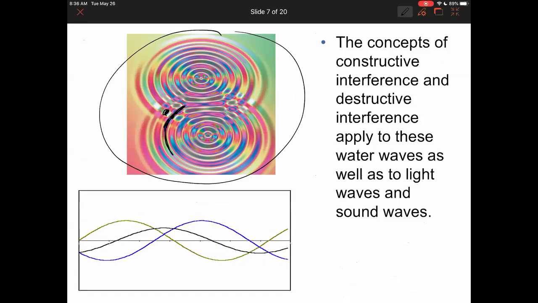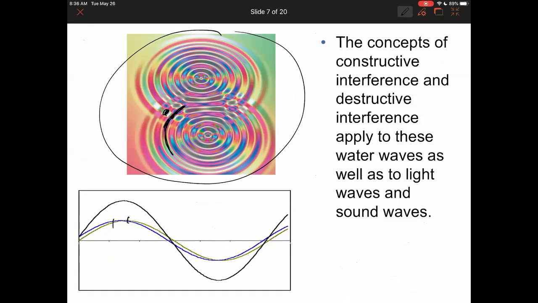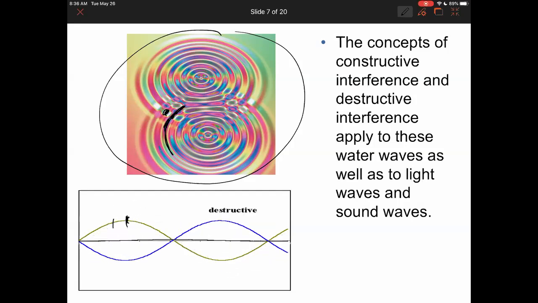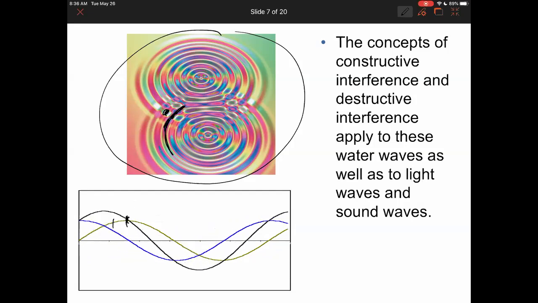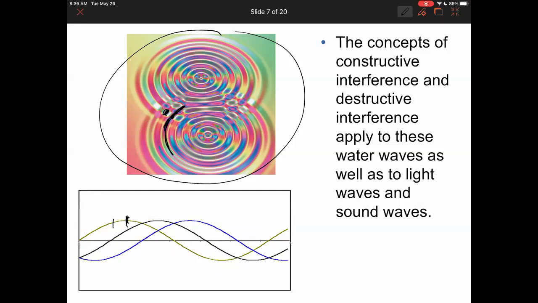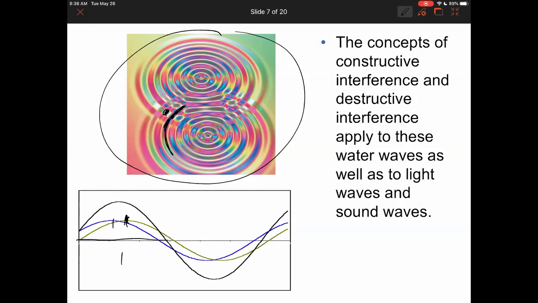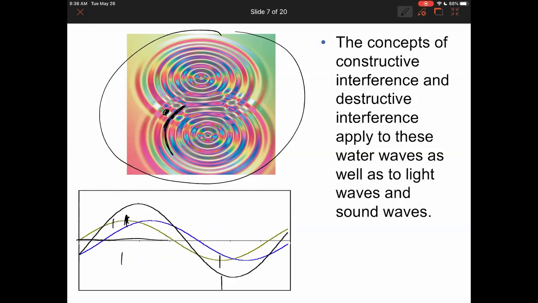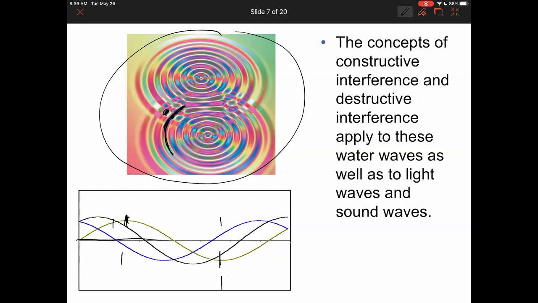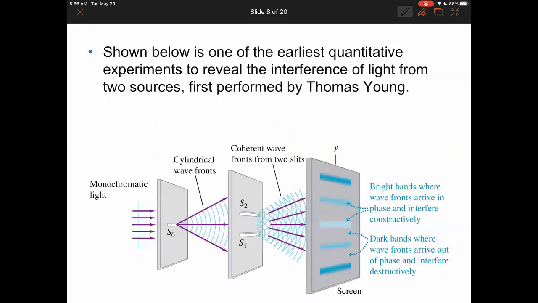All right, so this is a little bit of animation. You can see here's one wave, and here's another one in blue. When they are crest on a crest, the black is the superimposed wave. But when they are a crest and a trough, you see they destroy each other. That means a trough and a trough gives constructive interference, but a crest and a trough gives destructive interference.